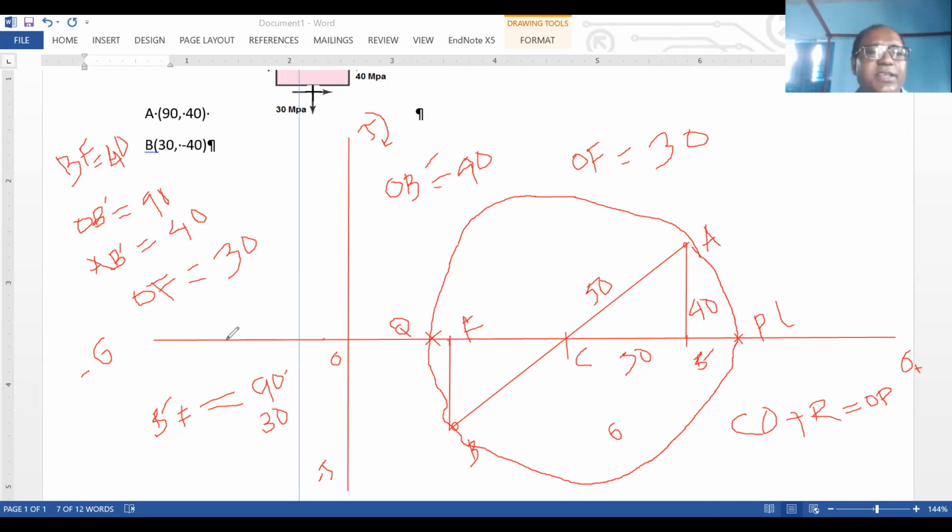OC is the location of the center of the circle, which is (sigma x plus sigma y) divided by 2. That means (90 plus 30) by 2, which is 60. So ultimately OP is coming 110. So from here I can say sigma 1 equals 110 megapascal.